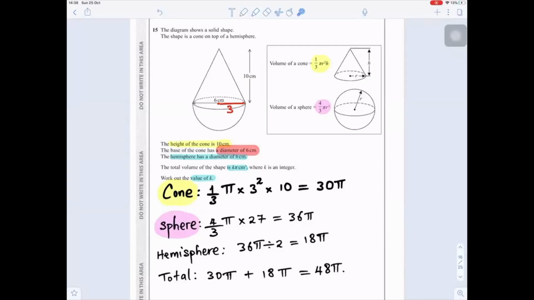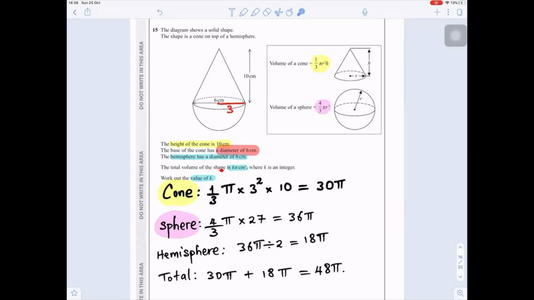Question number 15. The diagram shows a solid shape. The shape is a cone on top of a hemisphere. The height of the cone is 10 centimeters. The base of the cone has a diameter of 6 centimeters. The hemisphere has a diameter of 6 centimeters.